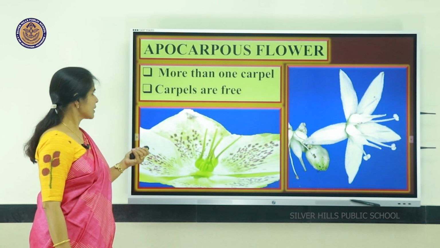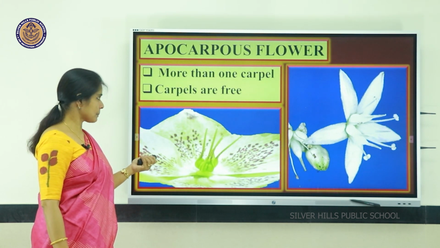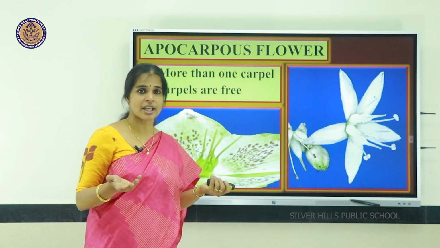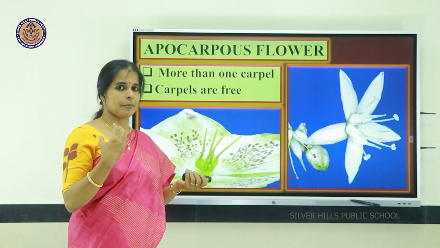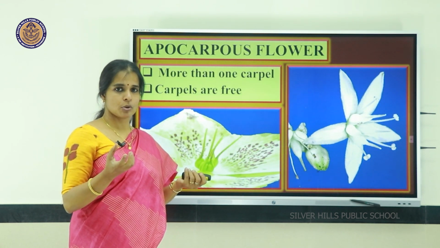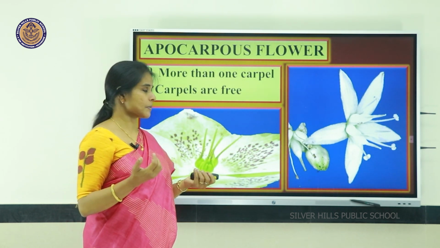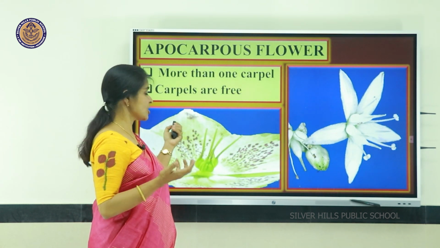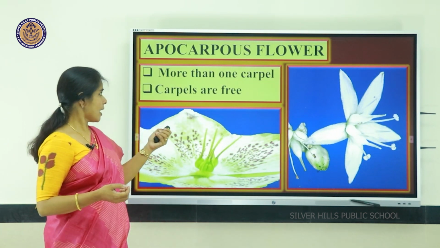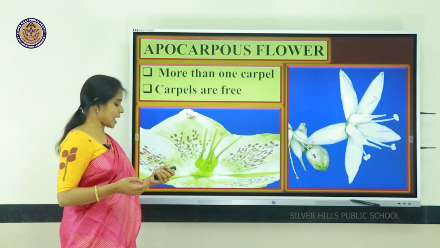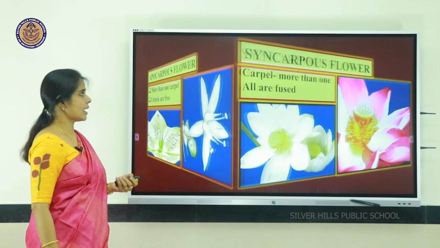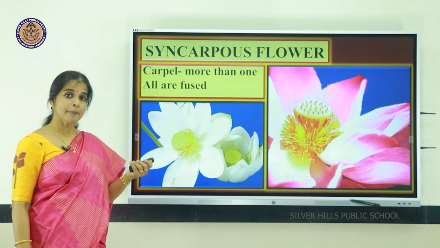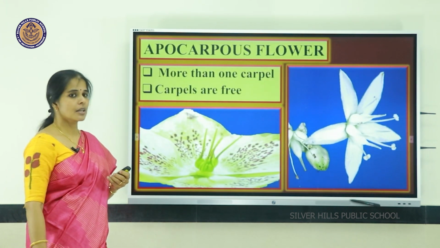based on the number of carpels and the arrangement of carpels, a flower can be divided into two types. More than one carpel could be present, sometimes a single carpel is present. So, based on the number of carpels and their arrangement, the flower can be divided into two types. One is apocarpous, the other one is syncarpous. Now, what is the difference between apocarpous and syncarpous?